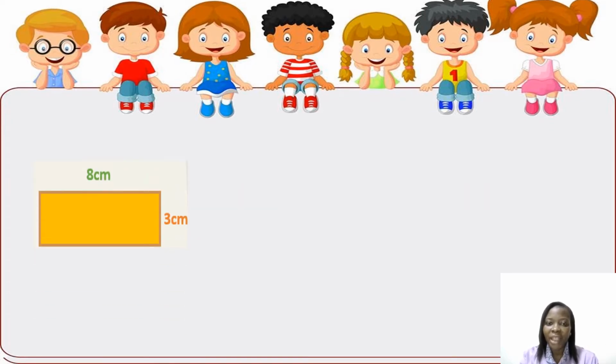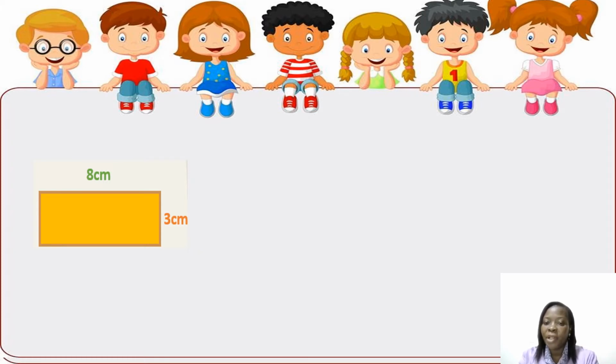So here is a rectangle. On one part we have 8 centimeter, on the other part we have 3 centimeter. Now, this part, is it the length or the width? Hooray! If you said the length, you are correct. It means you have been paying attention to all my previous lessons. And what about this side? That is the width. Well done. So the width is the shortest side, while the length is the longest side of a shape.